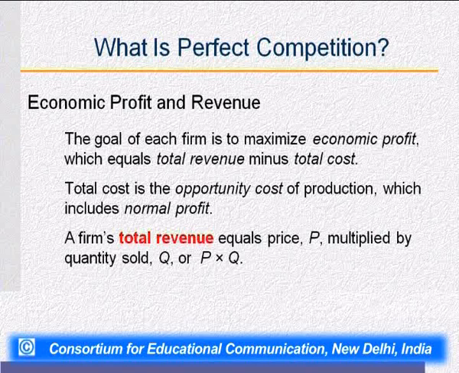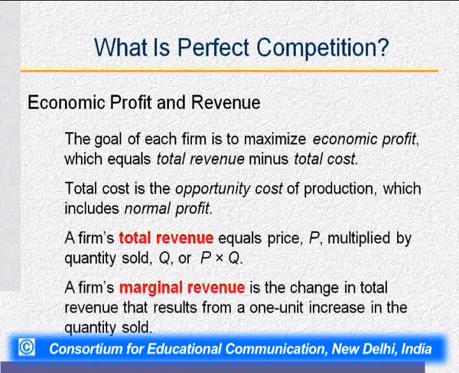And total cost is the opportunity cost of production, which includes normal profit. In the form of a formula, a firm's total revenue equals price, denoted by P, multiplied by quantity sold, Q, or P into Q. What is the total revenue? Total revenue is equal to P into Q, where P is price and Q is quantity sold.